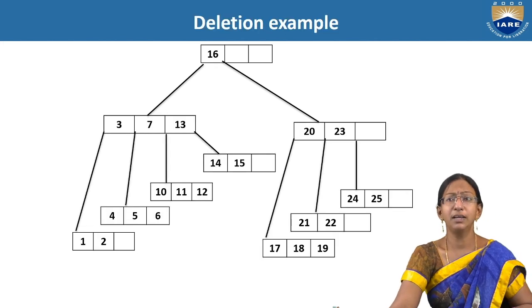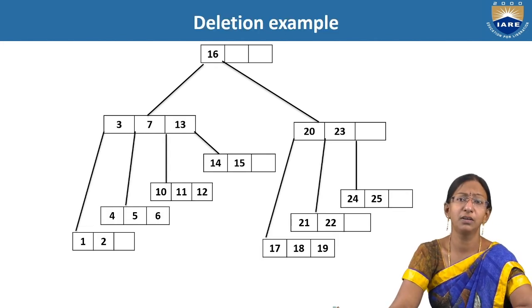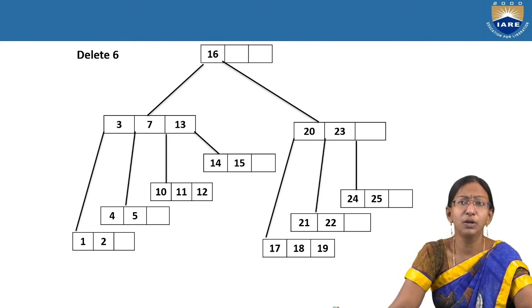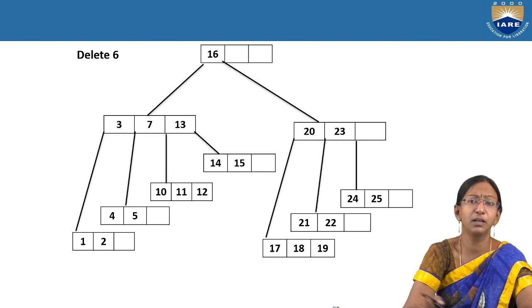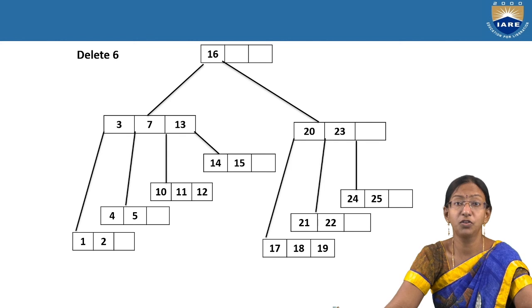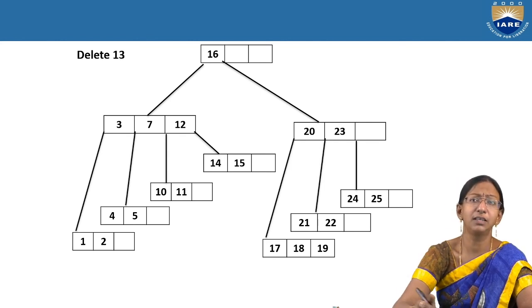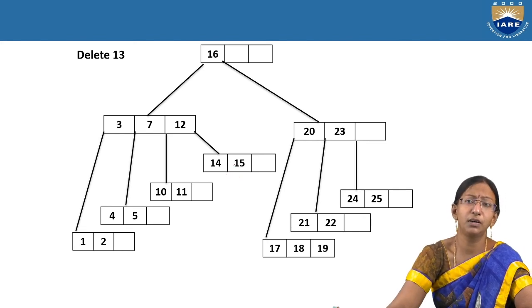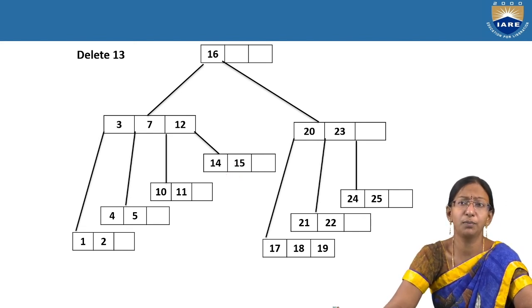So, another example of deletion. Have a look at this one which we have seen in the previous example. Okay. So delete 6, no problem. 4, 5, 6 were there. Even if you delete it, half the children are still there, not a problem. So if I delete 13, 14 and 15 are going to move forward and not a problem.